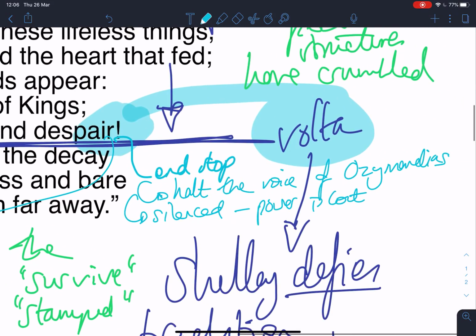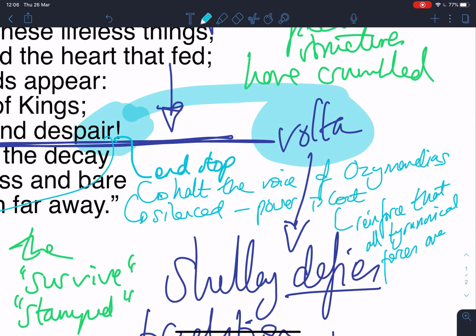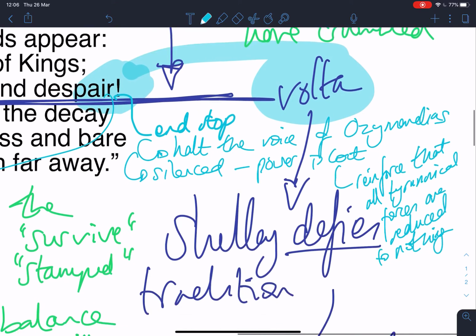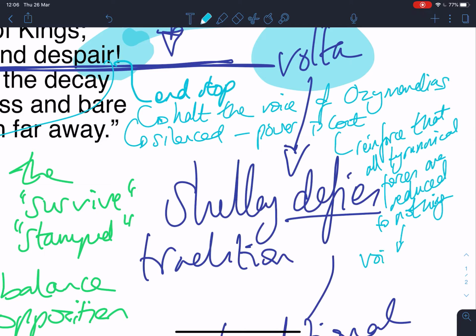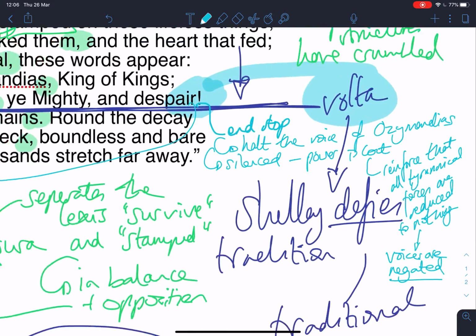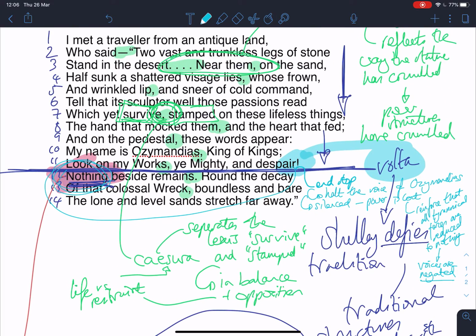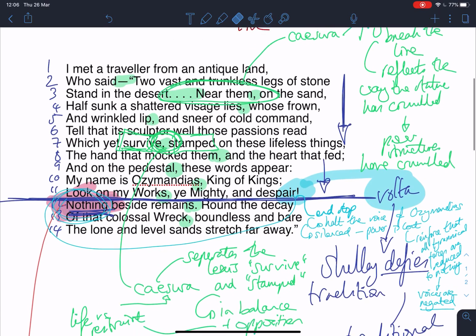So it's a nice and powerful way to reinforce that all tyrannical voices are reduced to nothing. All tyrannical voices are negated eventually. So there we have a nice example where end stop has a very powerful impact and helps to reinforce and stress a range of meaning.